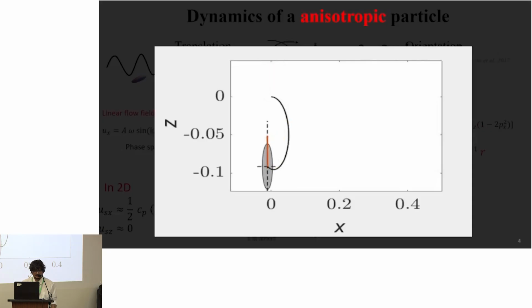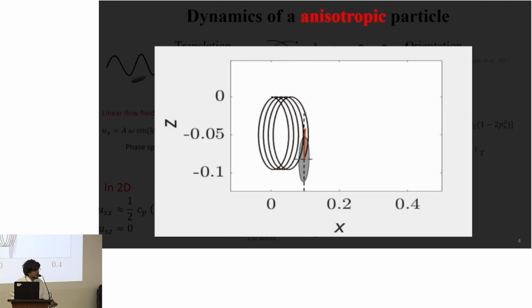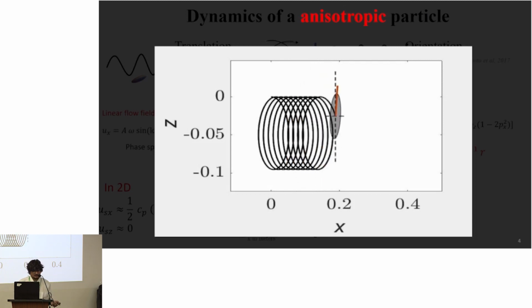In reality, translation and orientation are coupled problems, which means that as the particle translates along the wave propagation direction via Stokes drift, the orientation of the particle also changes in an oscillatory manner. Here we can see in this video that the orientation is also changing very slowly from the vertical axis, and after some time the particle will attain the preferential alignment, which is given by the fixed point and depends only on the Bretherton constant of the particle.